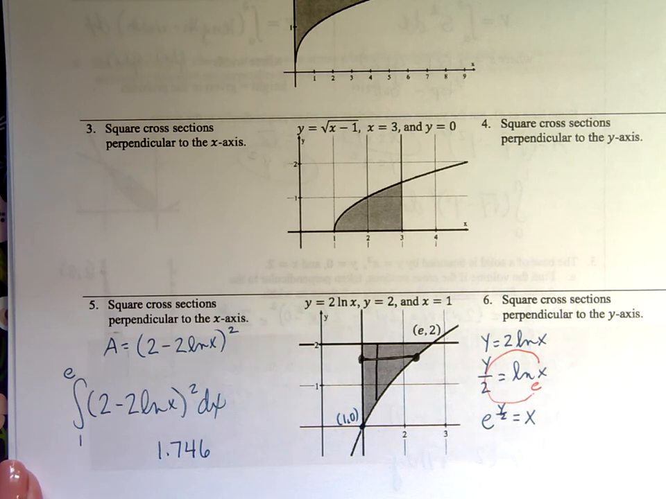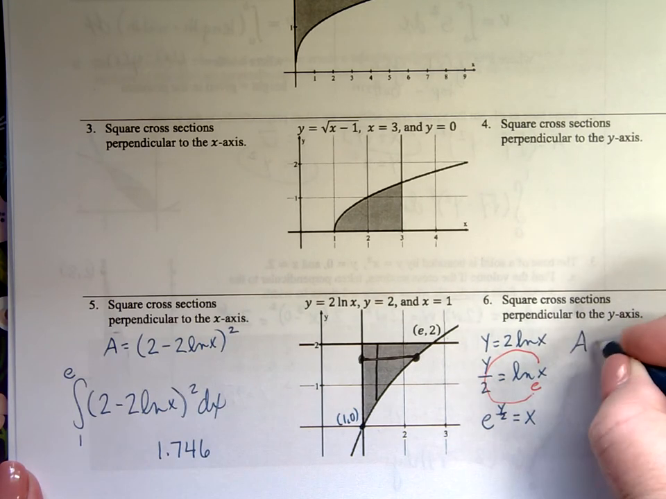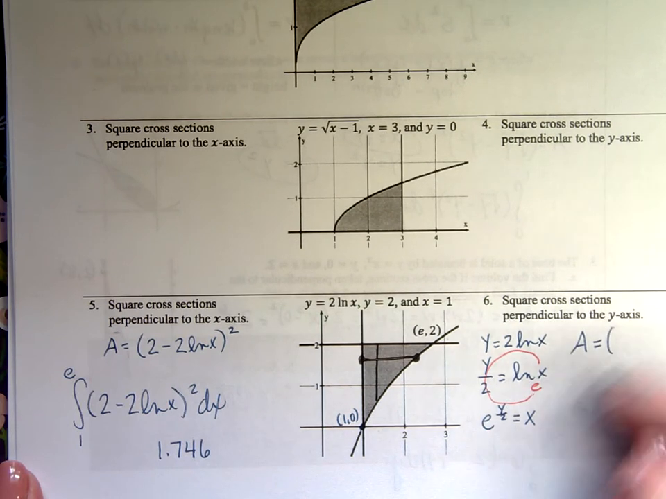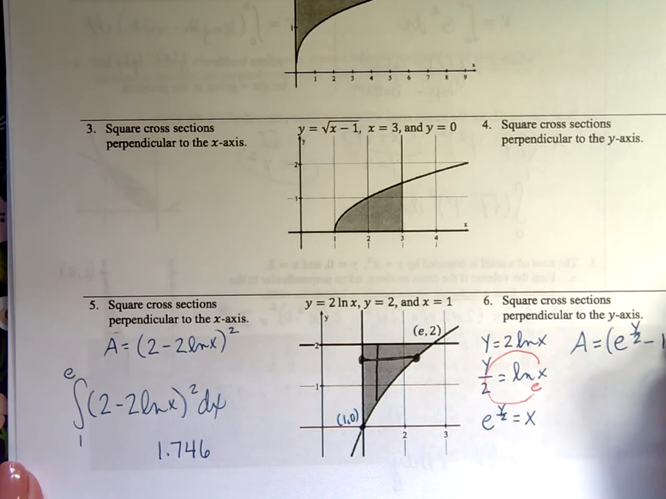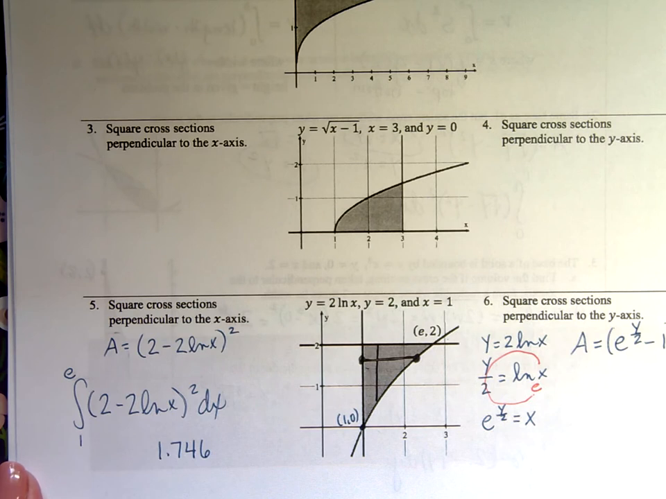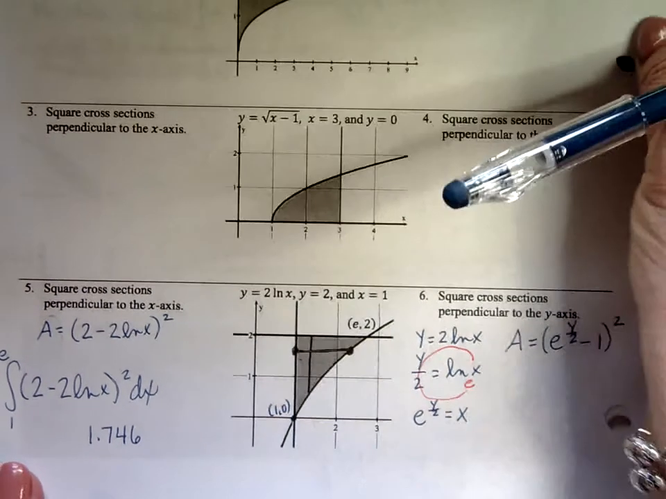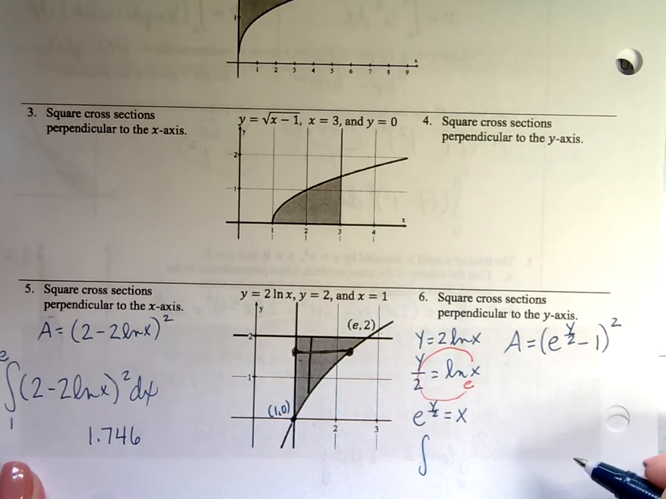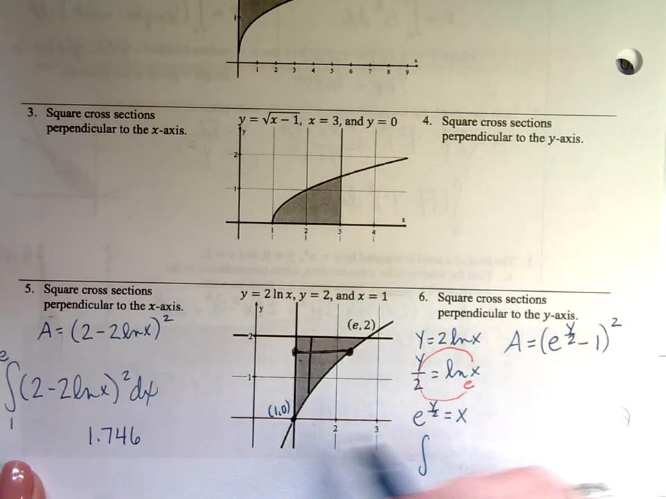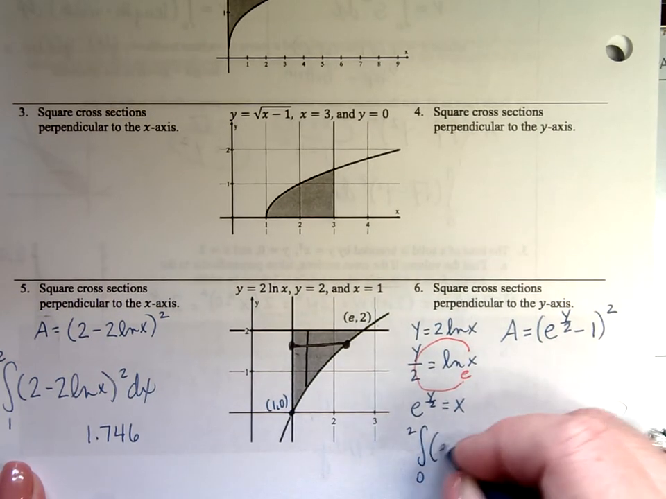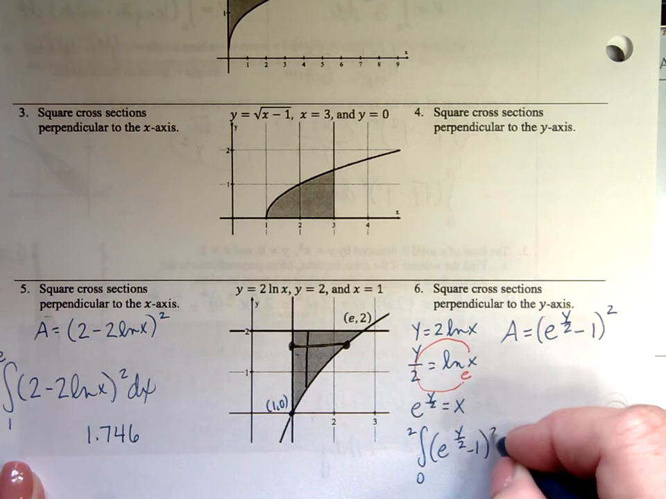My area this time is still a square. So where's the right hit? The right hit's my e to the y over 2. Where's my left hit? 1. This value right here at 1. And so that is my area being squared. Let me move it over. And so I can set up my integral now. What are my y values? The lowest is 0. The highest is 2. So 0 to 2, of my area, e to the y over 2 minus 1, quantity squared, dy.